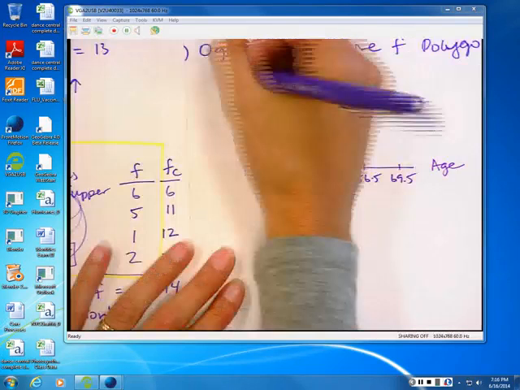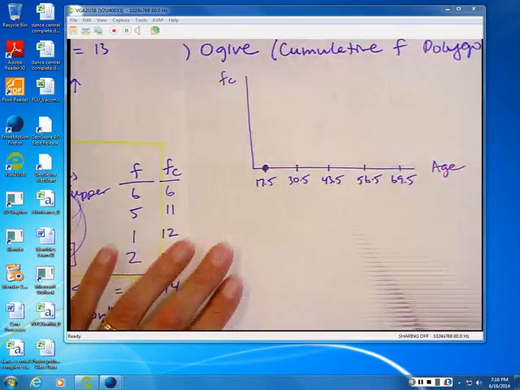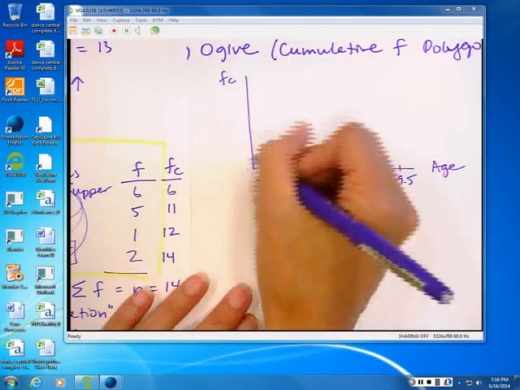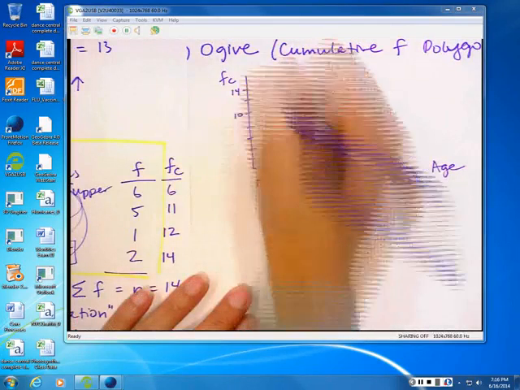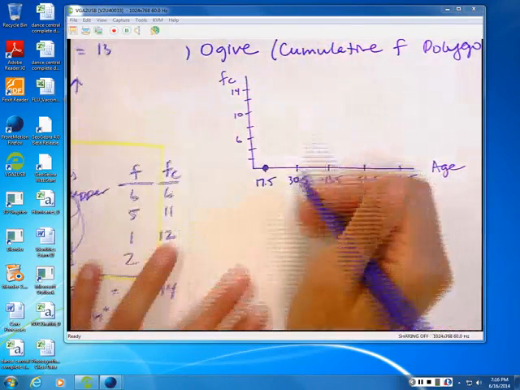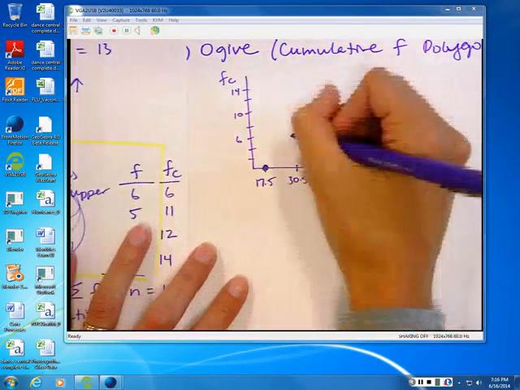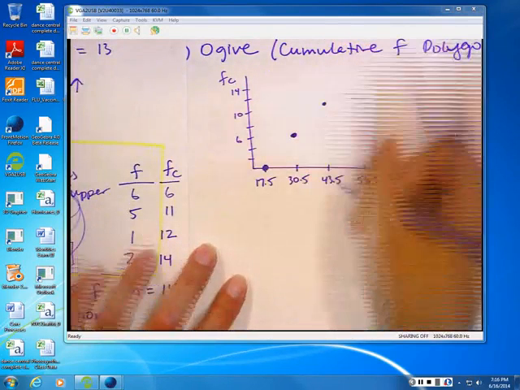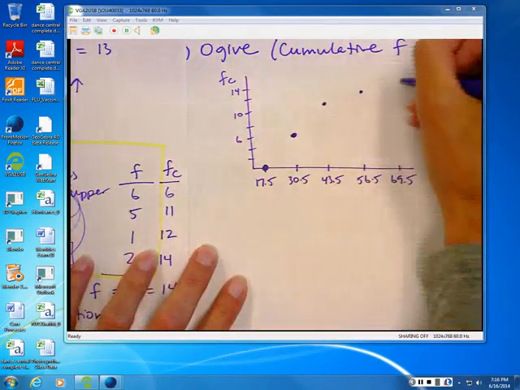But now along my vertical axis, I'm representing not frequencies, but cumulative frequencies. So up to, let's see, how far do I go? 14, 2, 4, 6, 8, 10, 12, 14. Okay, so up to 30.5, we've got 6 people. I'm going to add on another 5. So up to 43.5, we had 11, which is about right here. And then 12, which was here. And then 14. So is that about 14?